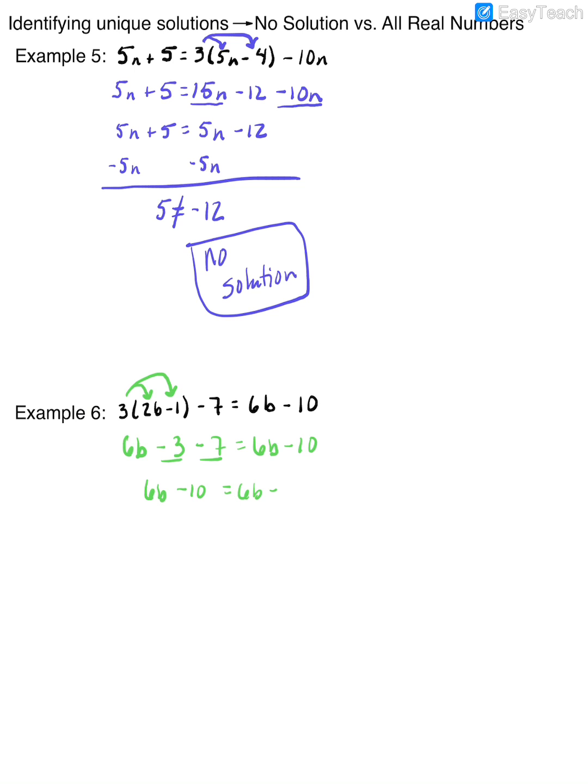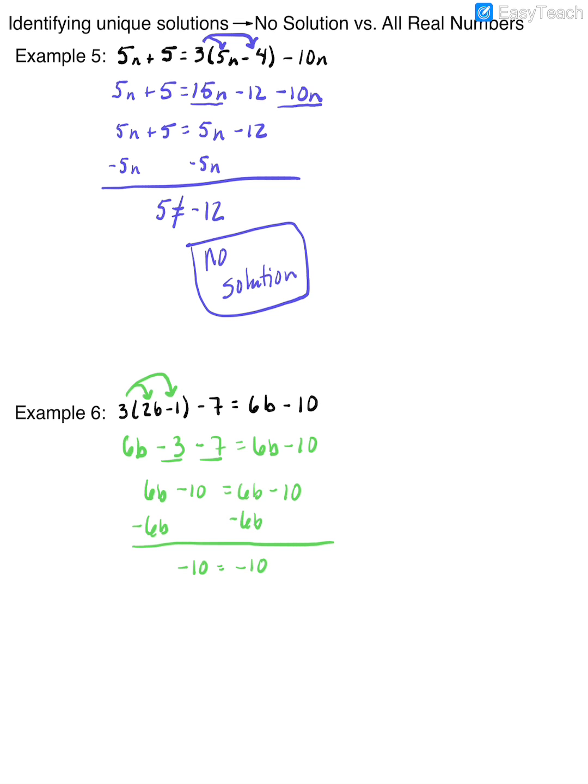Okay, so hopefully now you start seeing what's going on here. I'm going to move 6b from one side to the other, just like I did with the 5n in the last one. Now same thing happens, 6b minus 6b cancel each other out, leaving you with -10. On the other side, 6b minus 6b cancel each other out, so it leaves you with -10. So now, look at your statement. Does -10 equal -10? Well, I would say yes, they're the same number, so they do equal each other.